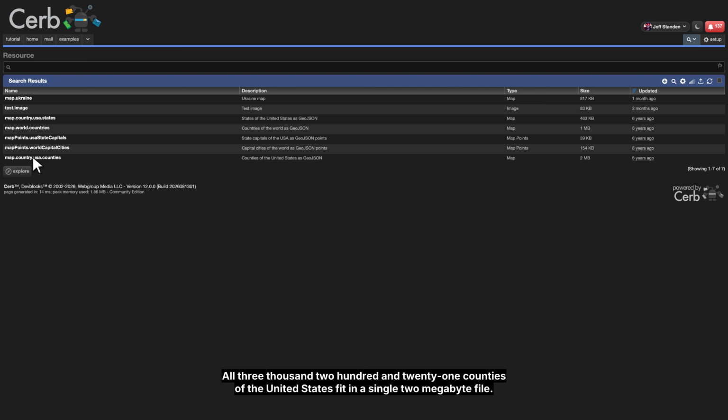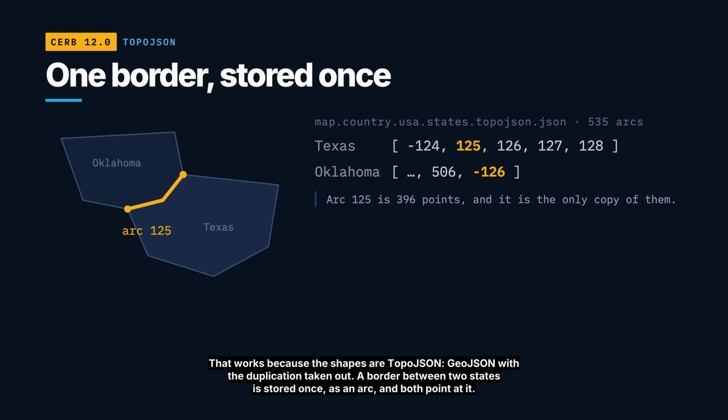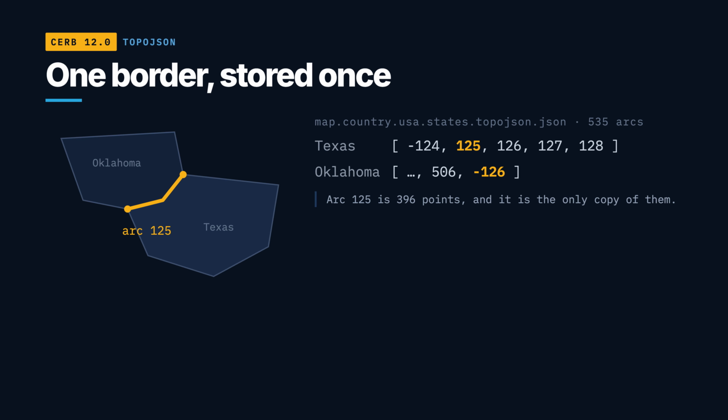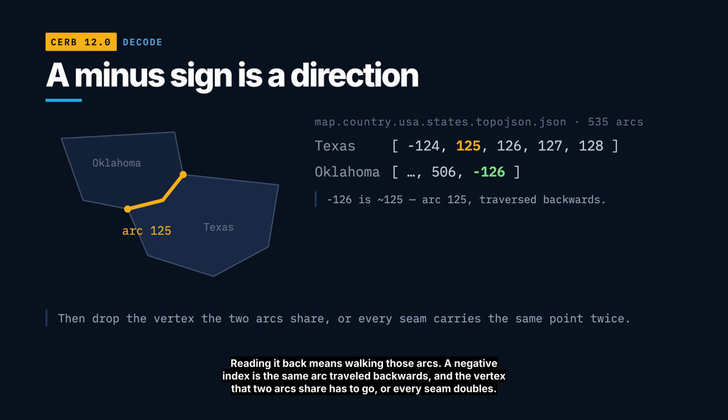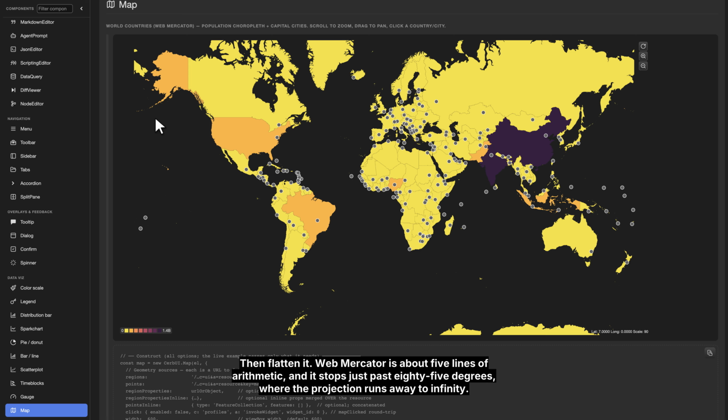All 3,221 counties of the United States fit in a single 2 megabyte file. That works because the shapes are TopoJSON, GeoJSON with the duplication taken out. A border between two states is stored once as an arc, and both point at it. Reading it back means walking those arcs. A negative index is the same arc traveled backwards. And the vertex that 2 arcs share has to go, or every seam doubles, then flatten it.